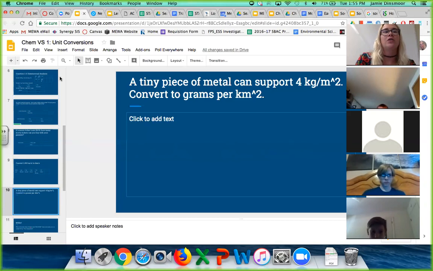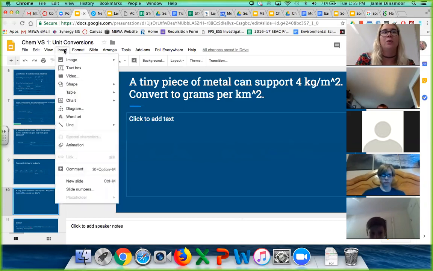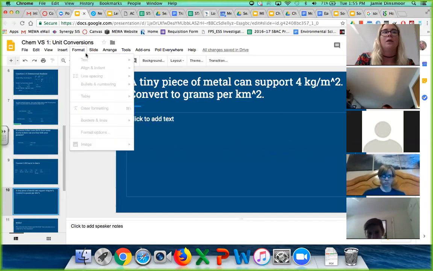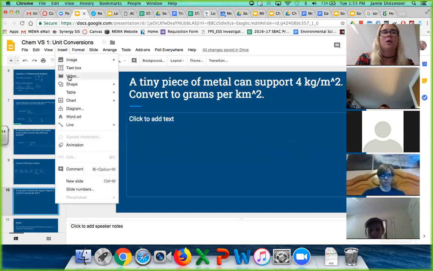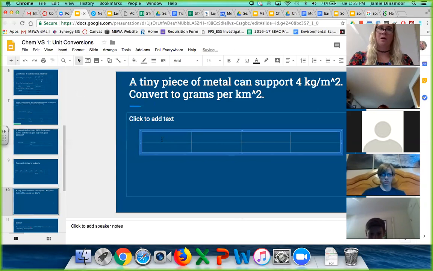Otherwise, we're going to get started with setting this up for those who would like to see how I would set this up. Insert table. Okay. So, just like all the other questions, we're going to start off with what we know. We're given that we have 4 kilograms per 1 meter squared.